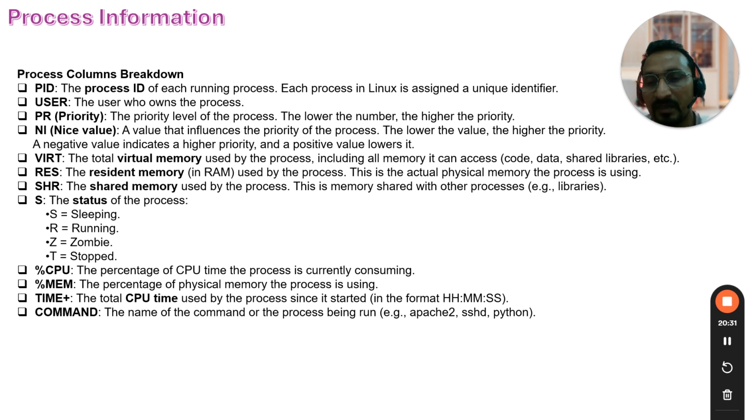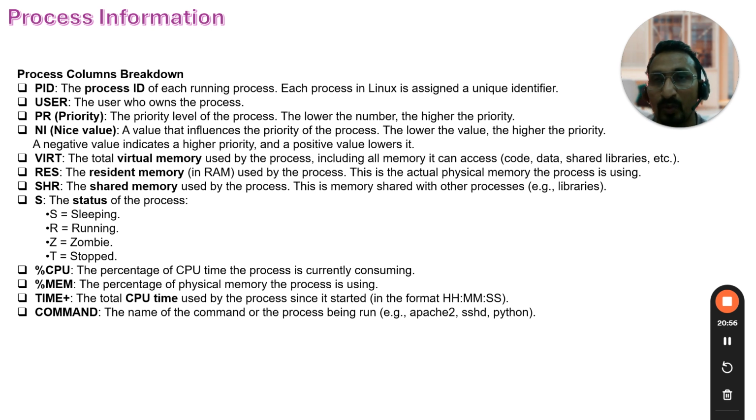S state indicates the status of the process. S means sleeping, R means running, Z means zombie, and T means the process is stopped. Percent CPU is the percentage utilization of the CPU by that process. Percent memory is the percent utilization of memory by this process. Time plus is the total time used by the process since it started, right?